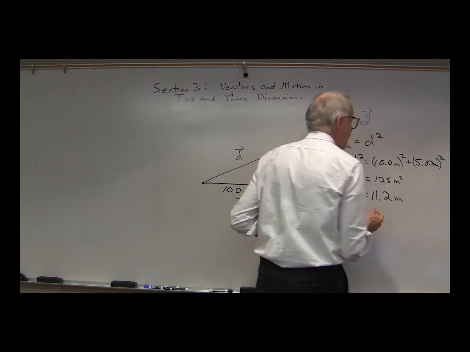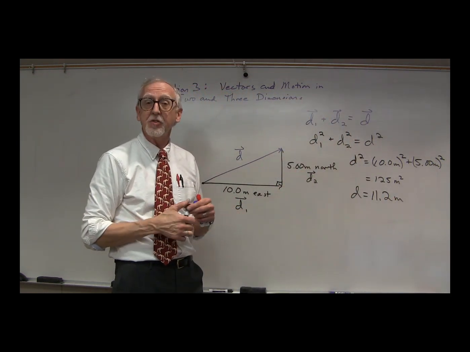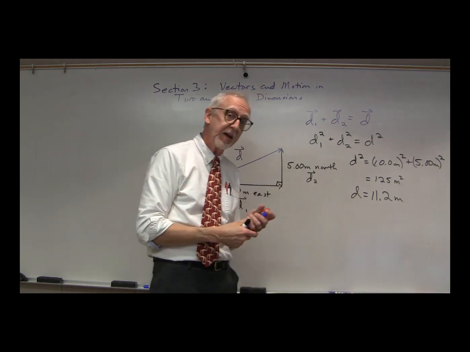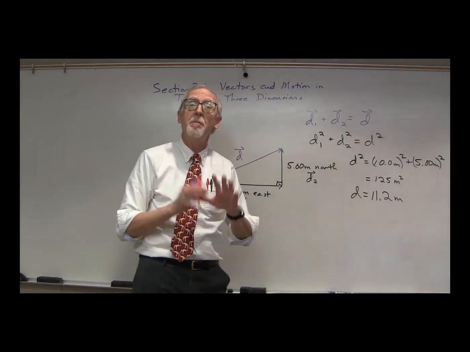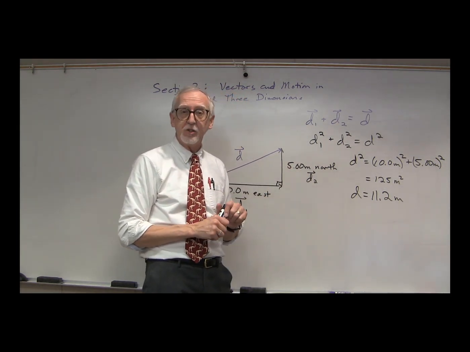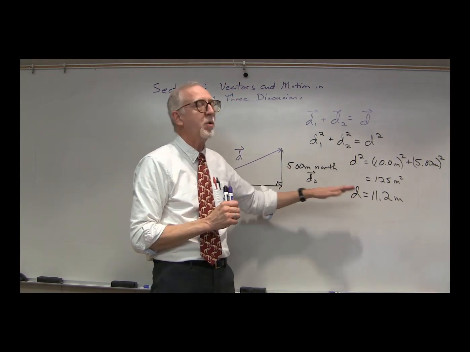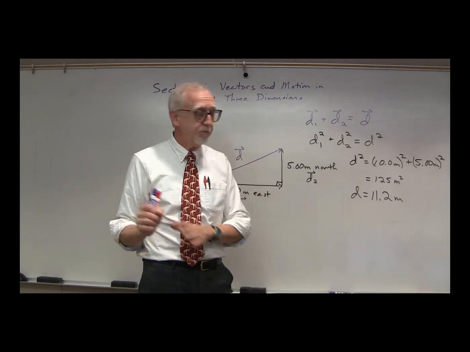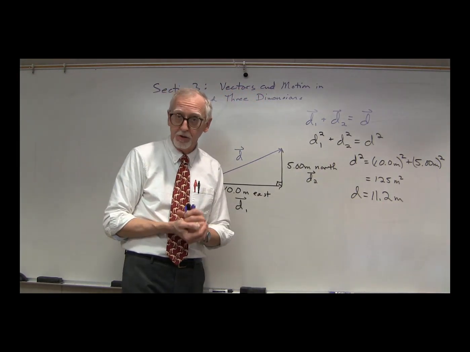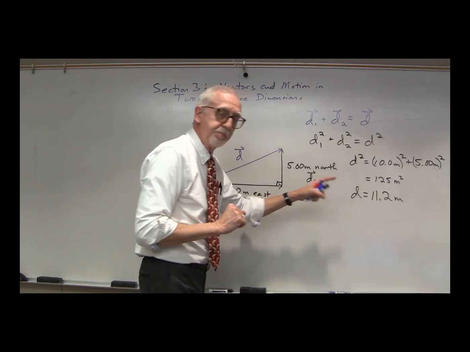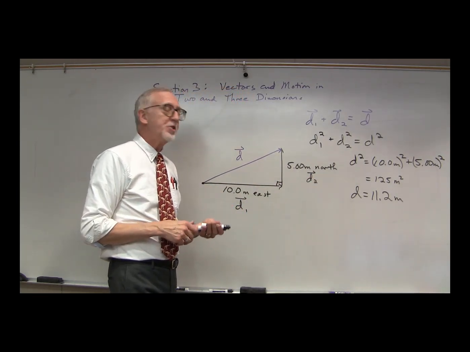Now, remember, last time we said when you take the square root, you could get a positive or negative answer. The square root of 125 could also be negative 11.2, but we have stated that our displacement vectors will always have a positive magnitude. So I'll take the positive number. The magnitude of d is 11.2 meters. All right, great. Well, that's a big step. How can we describe the direction?